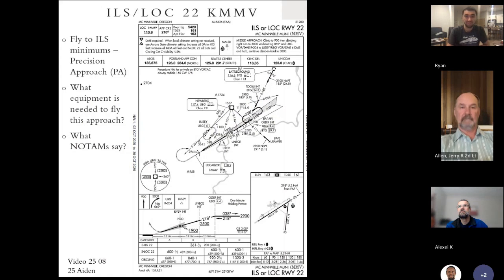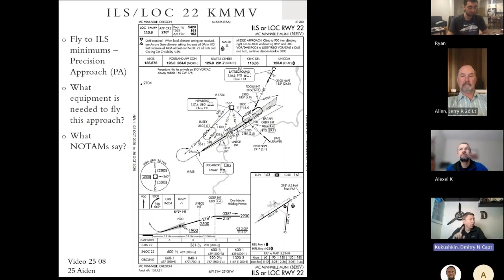ILS-22 approach in McMinnville. We'll start with discussing what is this approach, what do we need to fly, how to fly it. Then we'll go through the setup and the step by steps. I'm trying to break this down into smaller chunks.